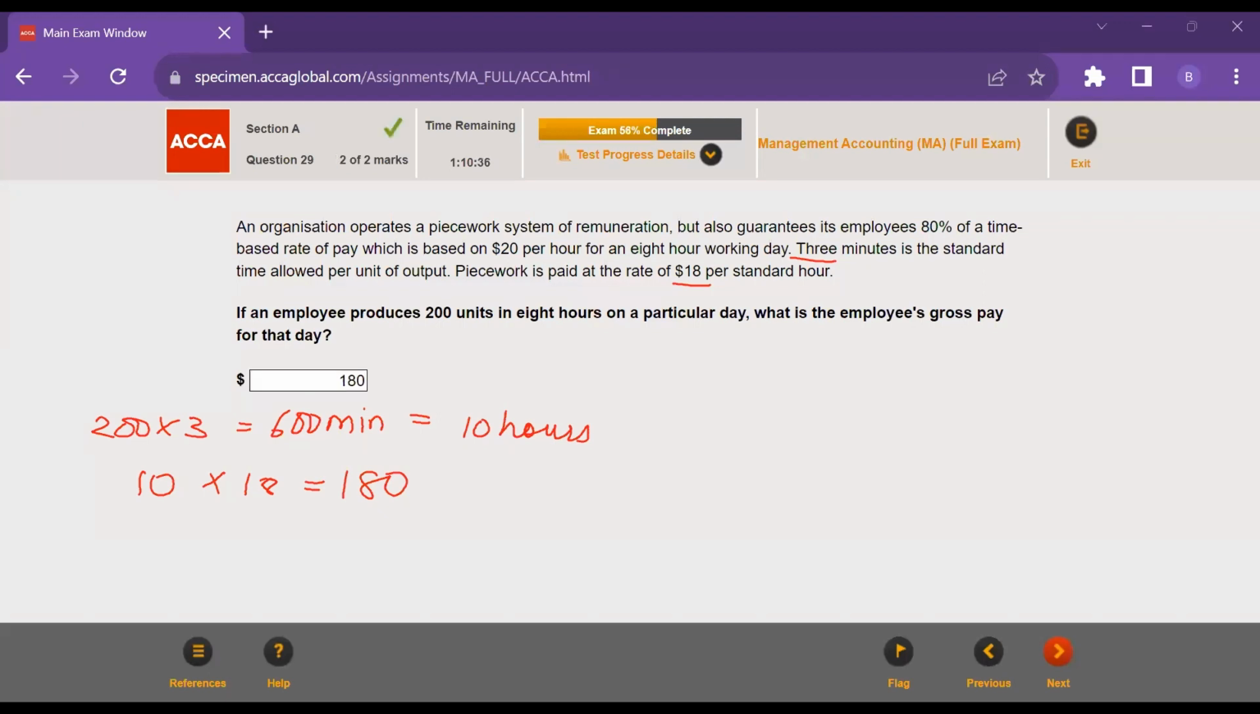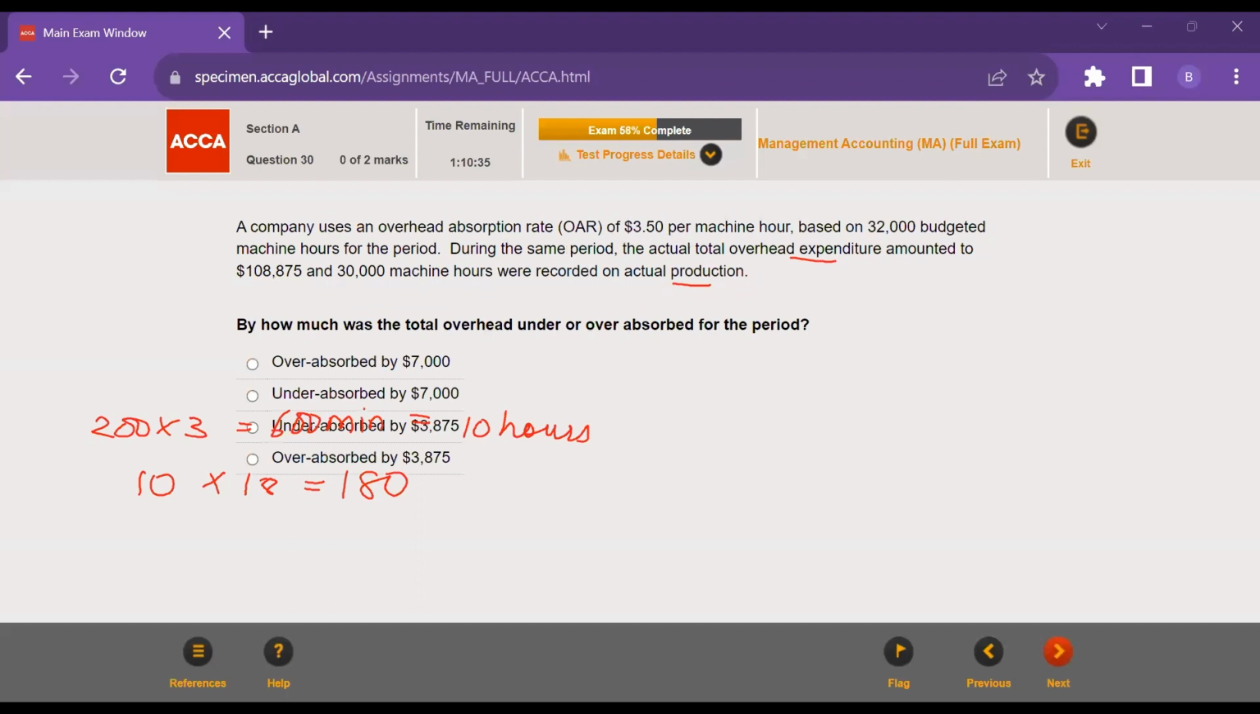Right. So moving on to the next one. A company uses an overhead absorption rate of 3.5 per machine hour based on 32,000 machine hours budgeted for the period. During the same period, actual expenditure amounted to this much, and 30,000 machine hours were recorded on actual production. So what we have to find out is by how much the total overhead was under or over absorbed for the period.